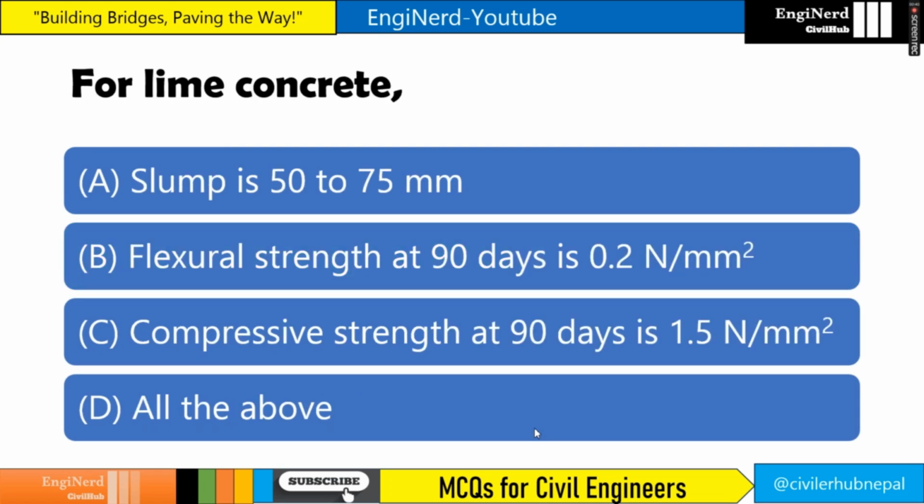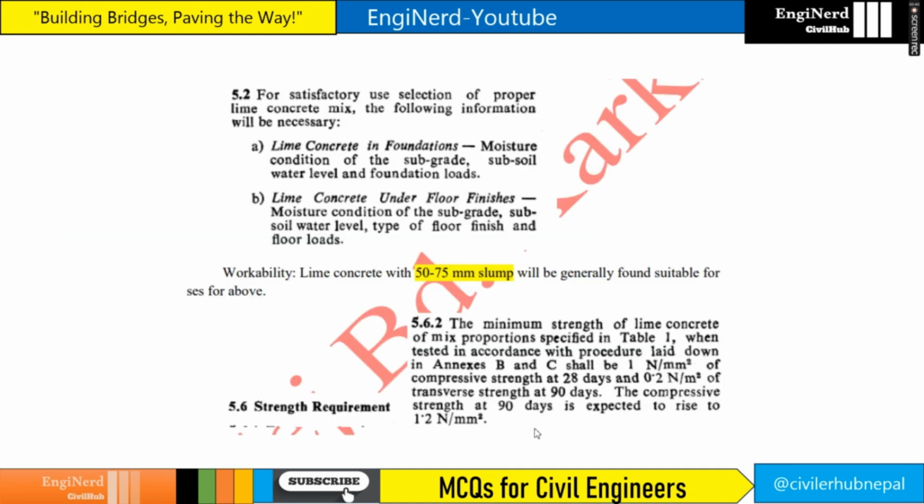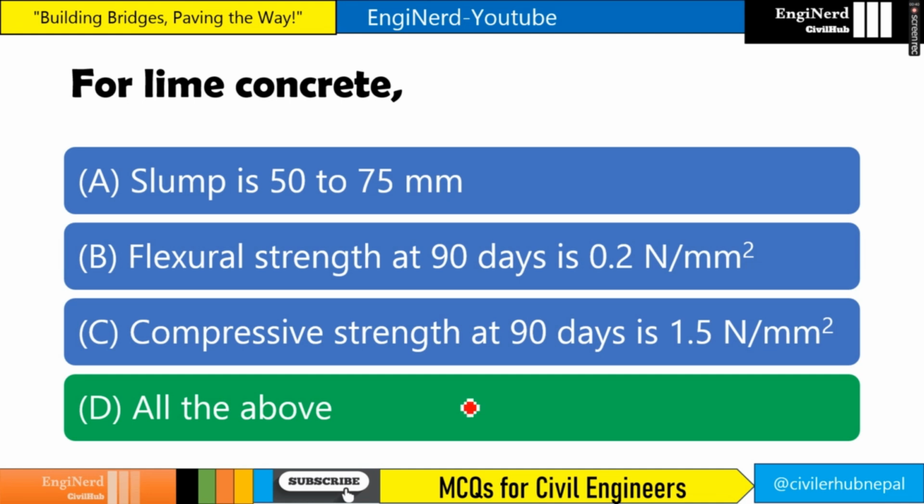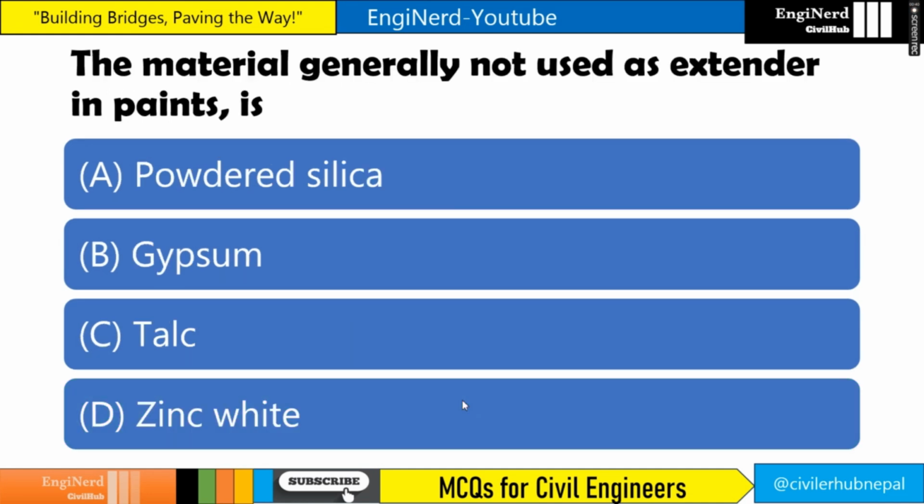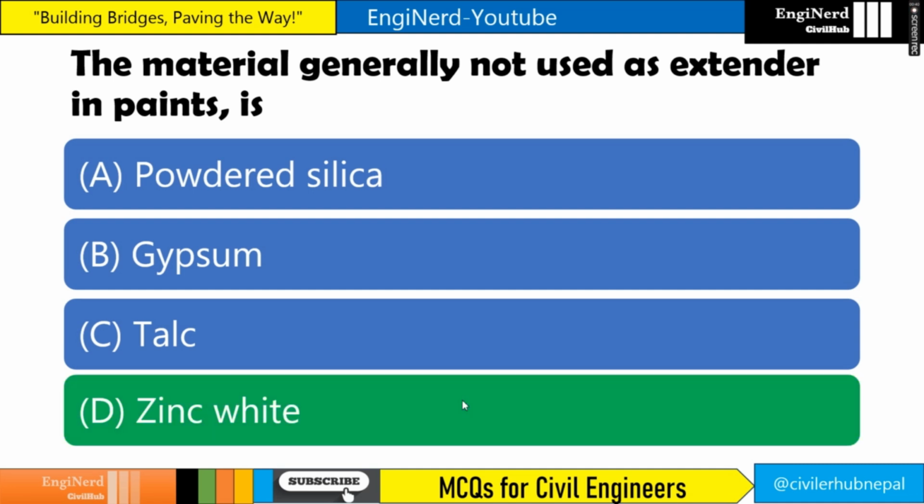For lime concrete, slump is 50 to 75 mm, flexural strength at 90 days is 0.2 Newton per mm square, compressive strength at 90 days is 1.5 Newton per mm square, and all of the above. If you see here, slump is 50 to 75 mm, and the tensile strength at 90 days is 0.2, right? And compressive strength at 90 days is 1.2, but it is given as 1.5, but still the answer is all of the above. The material generally not used as extender in paints is zinc white, right? Zinc white is the base.